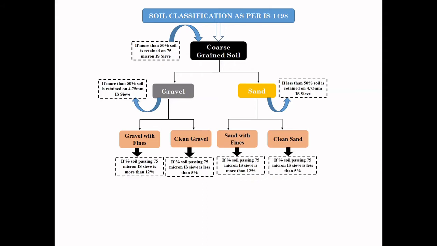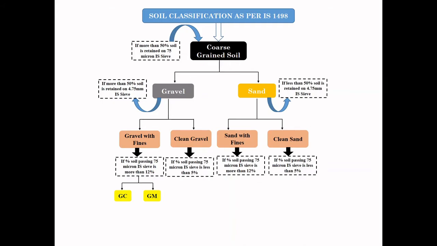Once we know the identification of the soil, whether it is gravel with fines, clean gravel, sand with fines or clean sand, those can be further subdivided again. If the soil is identified as gravel with fines, it can be further subdivided as GC or GM, where G means gravel, C means clay, and M means silt.